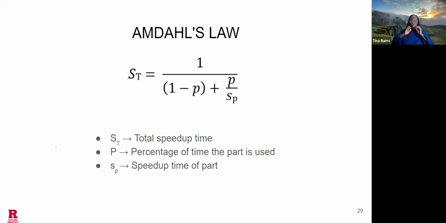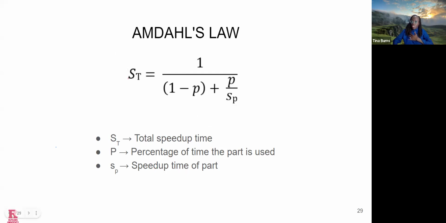If I could improve one transistor, is that really going to speed up my process as opposed to improving something else? The way that you would determine that is by looking at this particular equation. What you'll see here is we have the total speedup, which tells us how much we're going to actually speed up in time. And P represents our percentage: what percentage of the time is this part used? And then the speedup of that part.